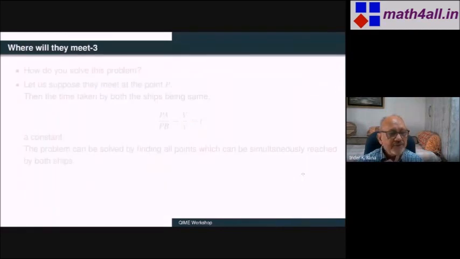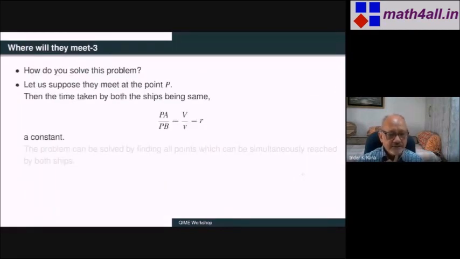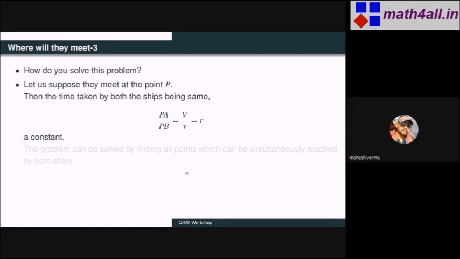So we had come to the stage of saying that because the time taken by both the ships A and B to reach P is the same, physics tells us that the time PA by PB, the distance ratio, is V by small v. That ratio should be equal to R, and that is a constant. So this is what we know from the given data.